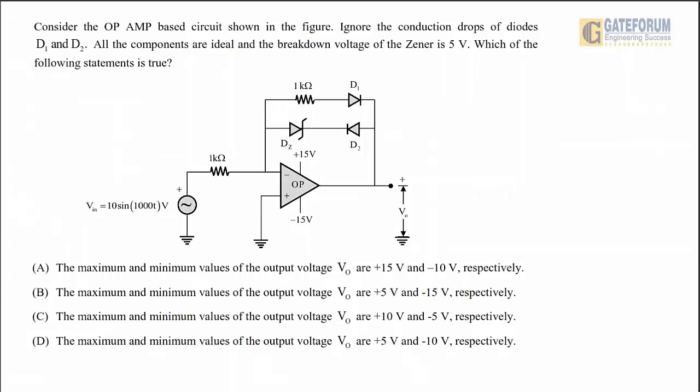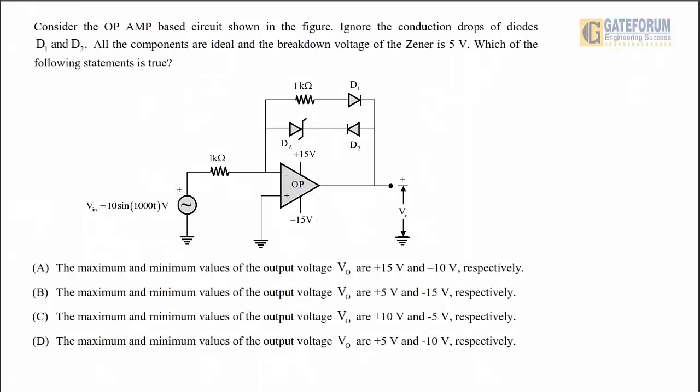Option A. The maximum and minimum values of the output voltage V0 are plus 15 volt and minus 10 volt respectively. Option B. The maximum and minimum values of the output voltage V0 are plus 5 volt and minus 15 volt respectively. Option C. The maximum and minimum values of the output voltage V0 are plus 10 volt and minus 5 volt respectively. Option D. The maximum and minimum values of the output voltage V0 are plus 5 volt and 10 volt respectively.